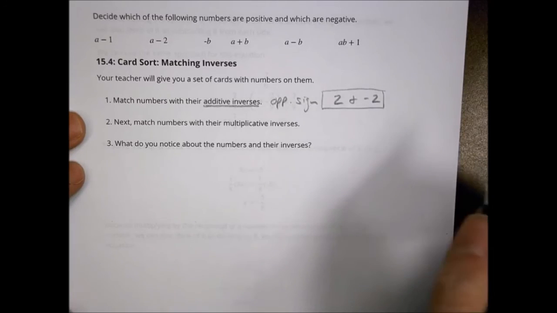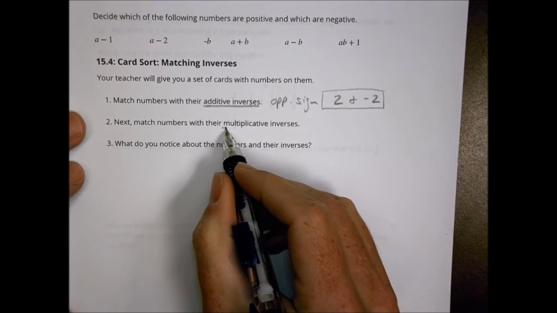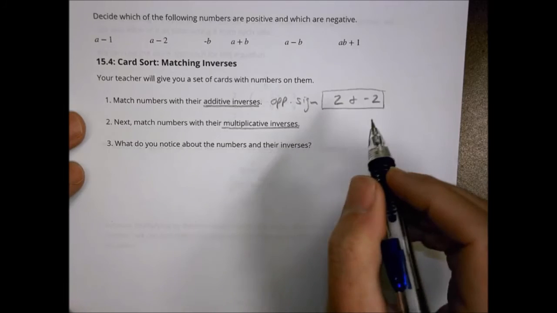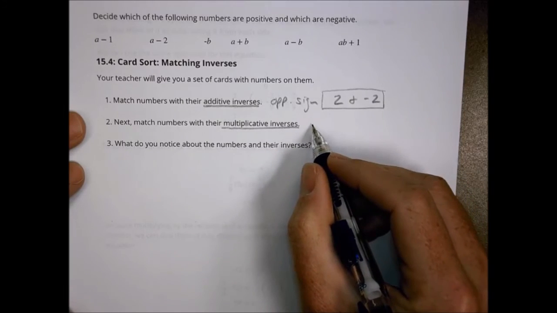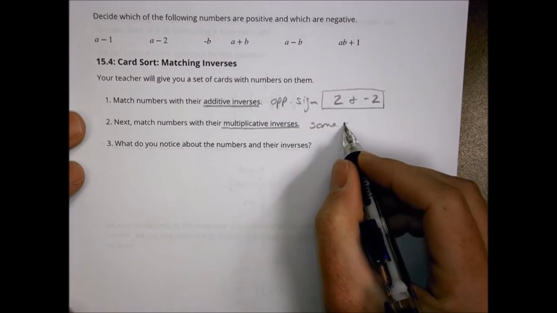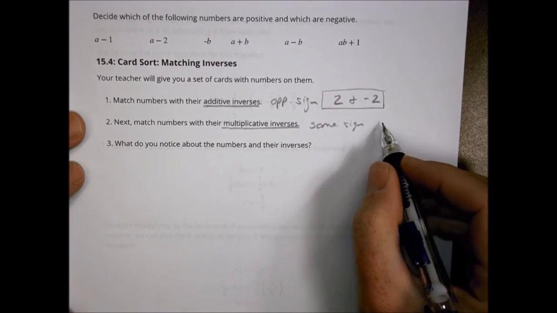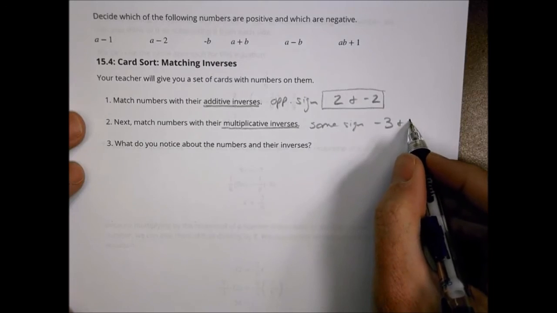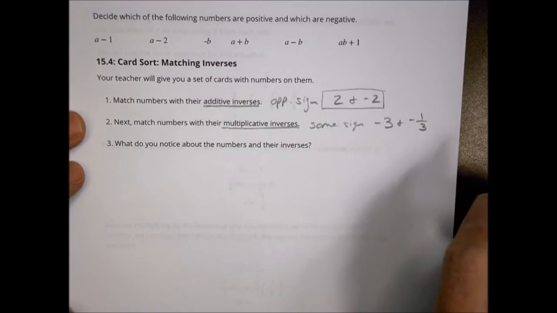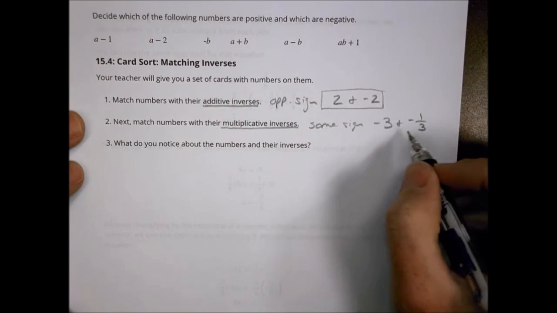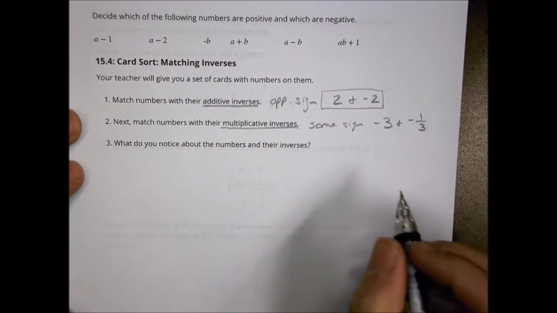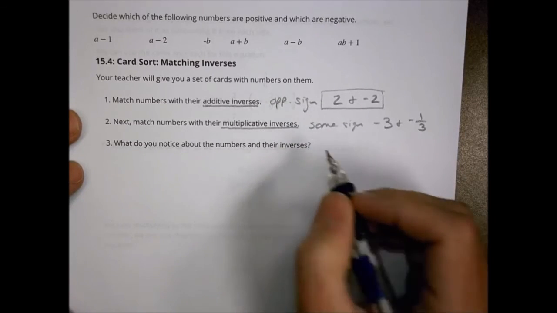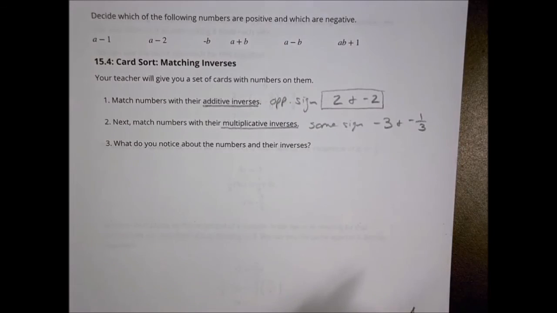Something along those lines. If you have numbers you're matching the multiplicative inverses, okay, that's going to mean they have the same sign, but it's going to be something along the lines of a -3 and a -1/3. Okay, so we're basically doing the reciprocal, we're flipping that over there. Okay, so for the multiplicative, they need the same sign, but to be an additive inverse, they're going to have the opposite sign. And then you can do that with your card sort today, and off you go.